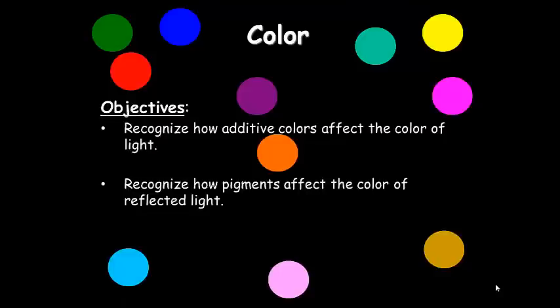Today's video has two main objectives. The first is to recognize how additive colors affect the color of light, and the second is to recognize how pigments affect the color of reflected light.